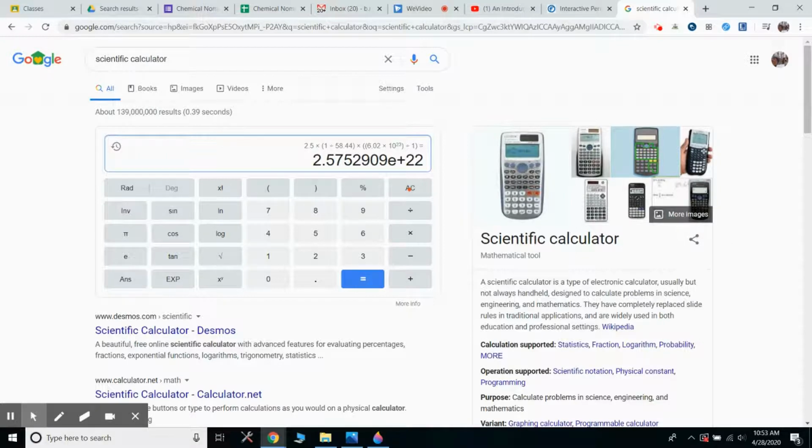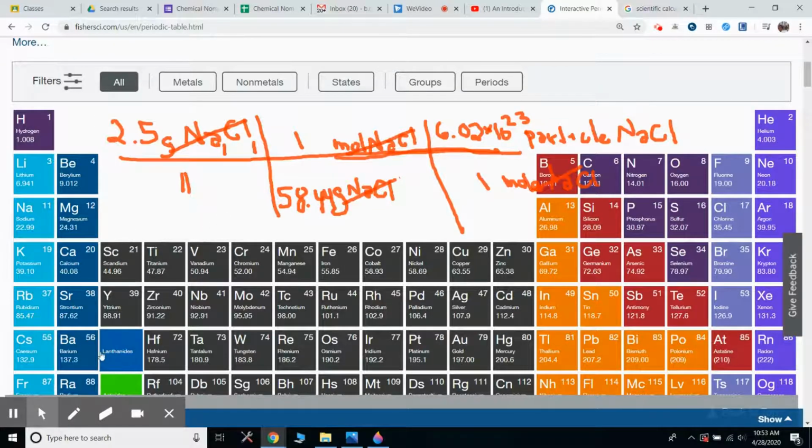I'm going to round that to 2.58 because the number after the 7 in the hundredths place is greater than 5. And that will be times 10 to the 22nd particles. So I'm going to go back and I'm going to put my answer down here. 2.58 times 10 to the 22nd particles.